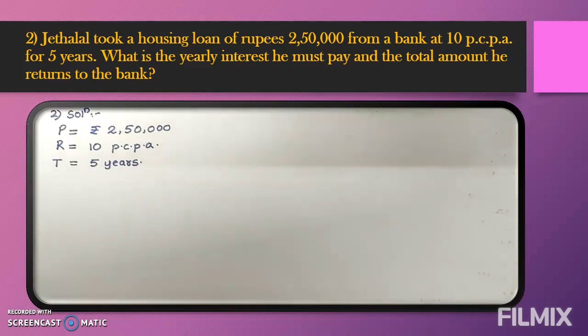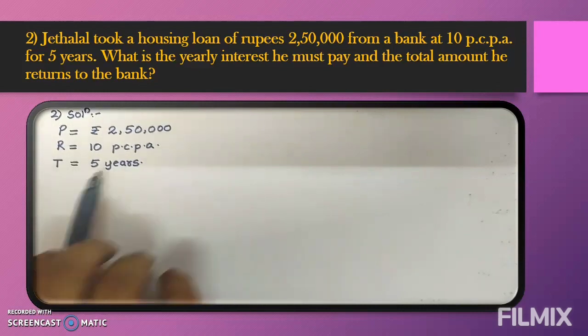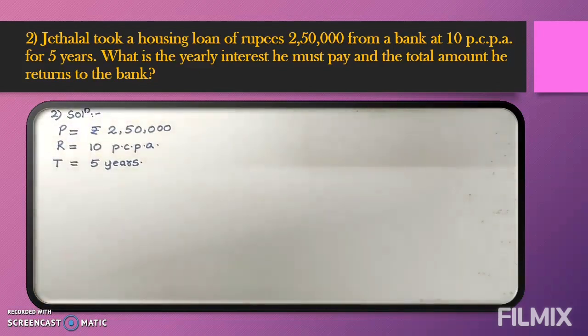Read the question properly, what they are asking. They are asking what is the yearly interest he must pay. Now they are asking interest, but which interest? They are asking yearly interest. Here they have given time as 5 years, but they are not asking interest for 5 years. You have to keep all this in mind properly. You have to read the question properly to see what is being asked. It is clearly given, what is the yearly interest he must pay. So for 1 year, how much interest he has to pay, that we have to find out.